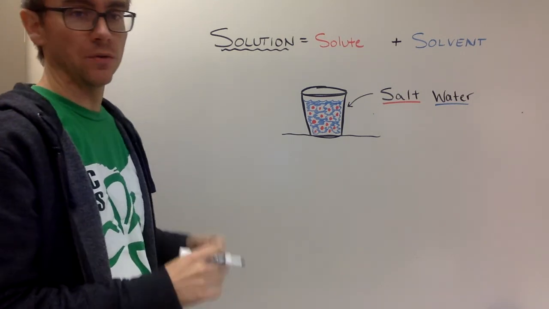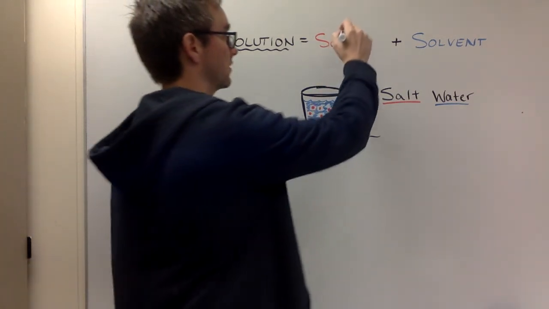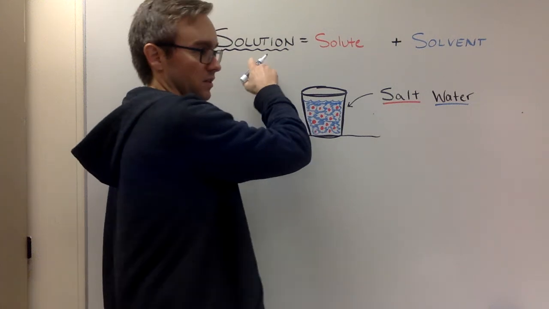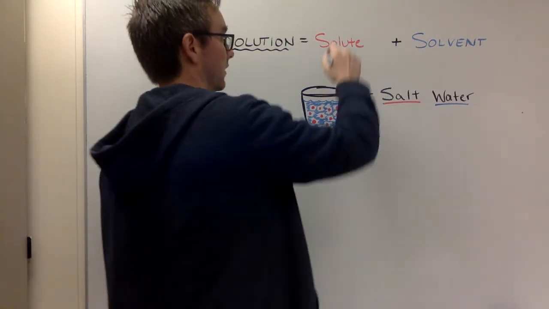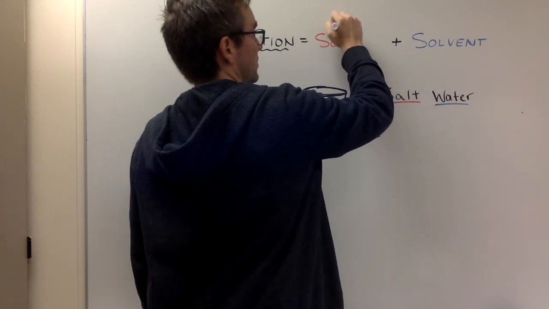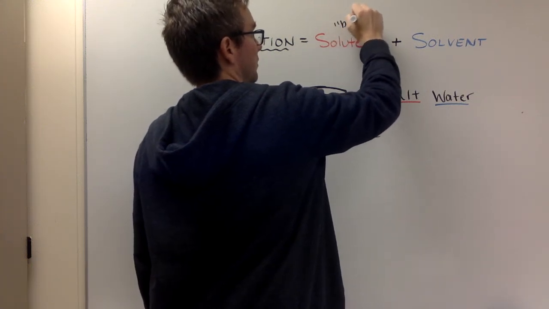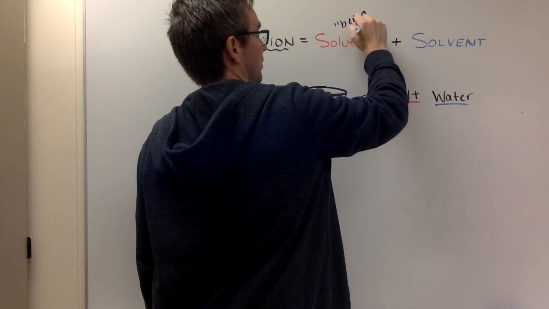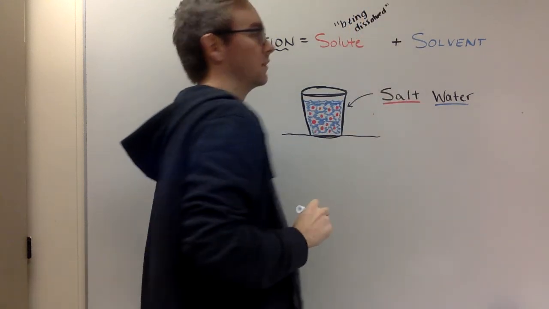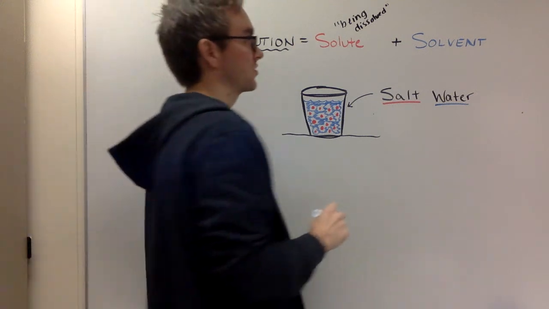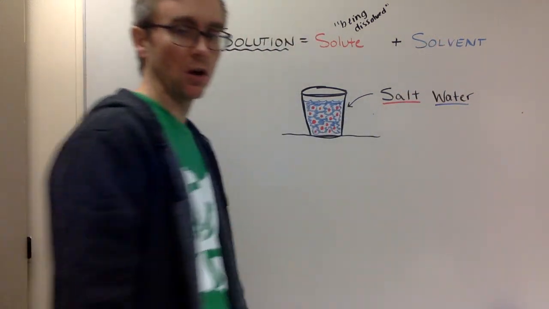Solute and solvent. So there's basically two things to it. A solution is a combination of two things, where one is dissolving the other. So a solute is what's being dissolved, and the solvent is what's doing the dissolving.